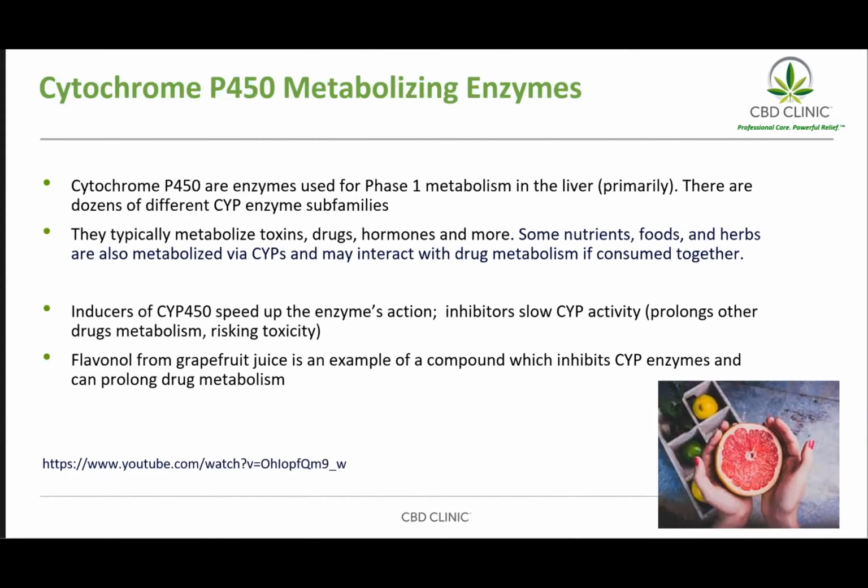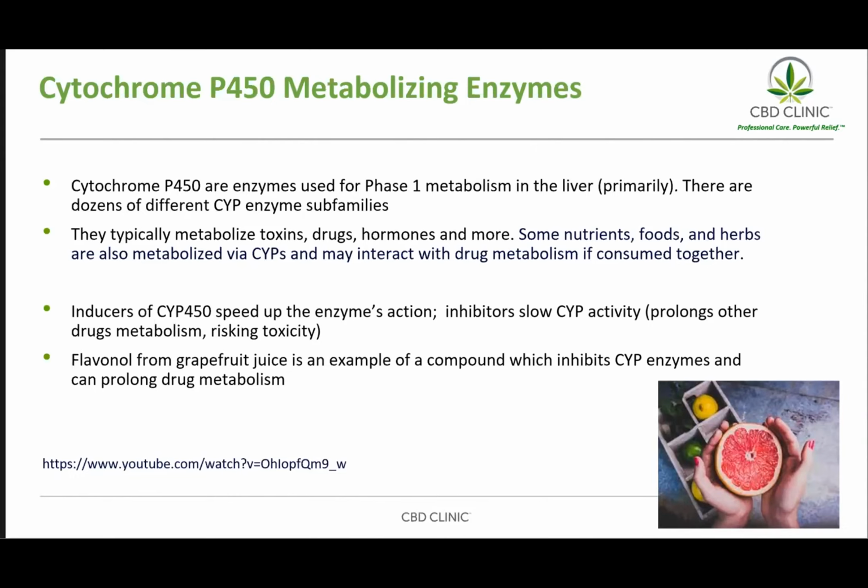So typically these CYP enzymes are metabolizing toxins that you're exposed to, medications, hormones, and of course, nutrients and foods. Lots of herbs are metabolized via these CYP enzymes. And so there's always potential for any of those things to interact with each other when they're taken together.